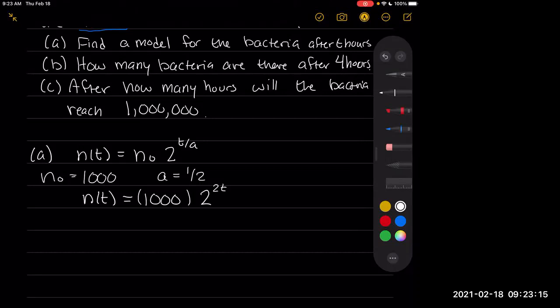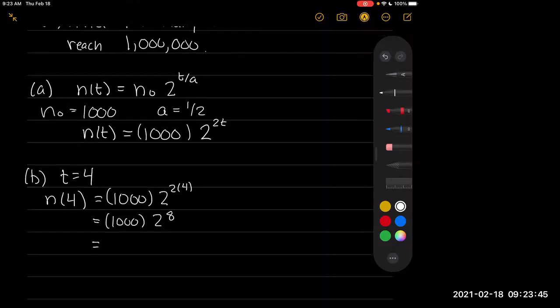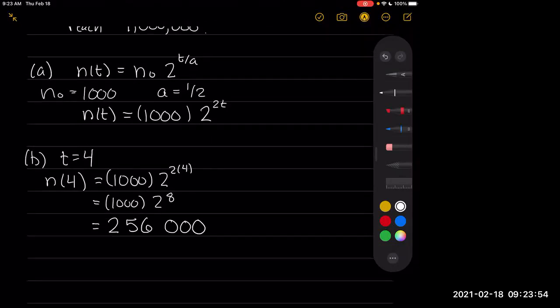That is our equation, and now we're going to look at part B, which is after 4 hours. So time equals 4, which means N of 4 equals 1,000 times 2 to the 2 times 4, which is 1,000 times 2 to the 8th. If we multiply everything out, we get 256,000. So after 4 hours, that's how many bacteria we would have.